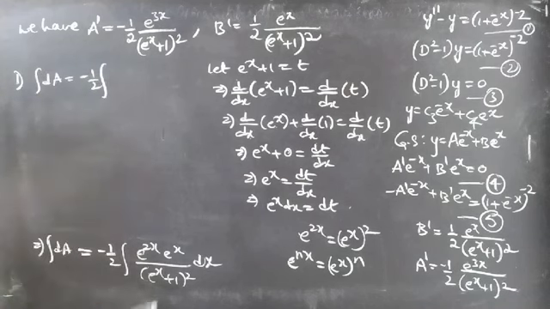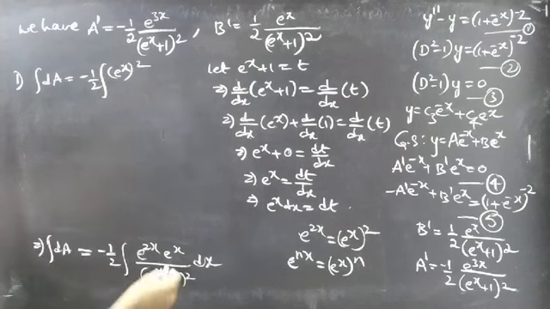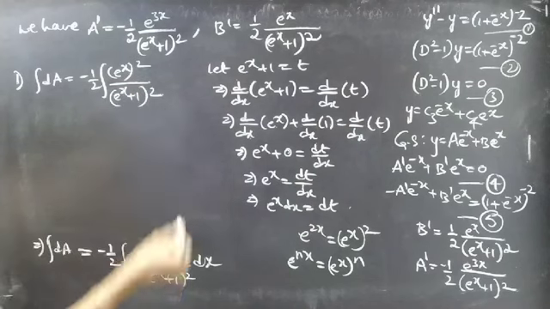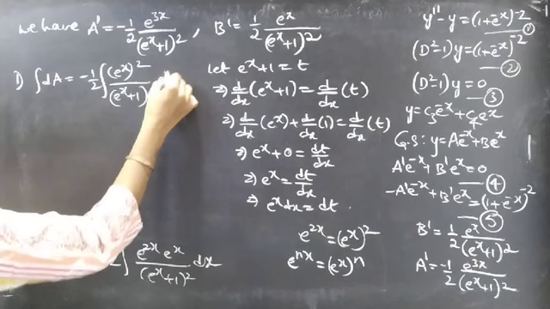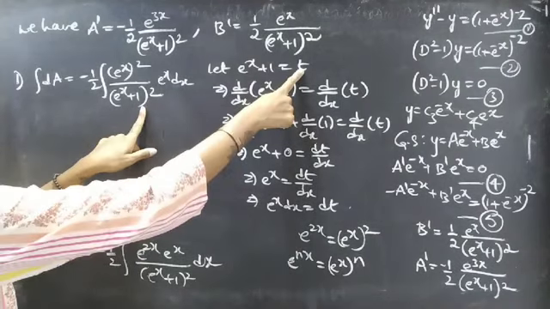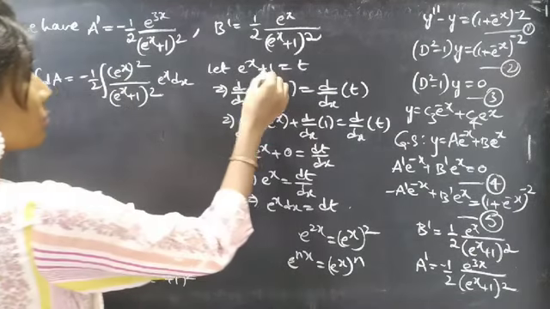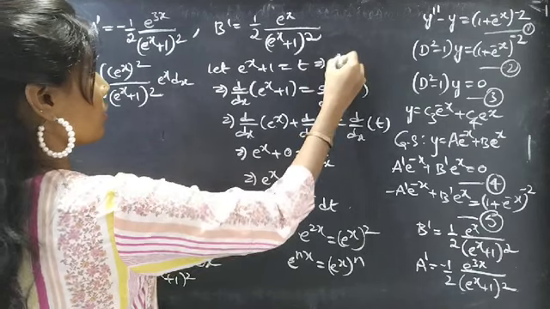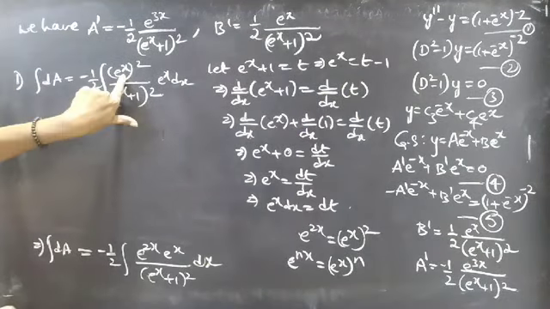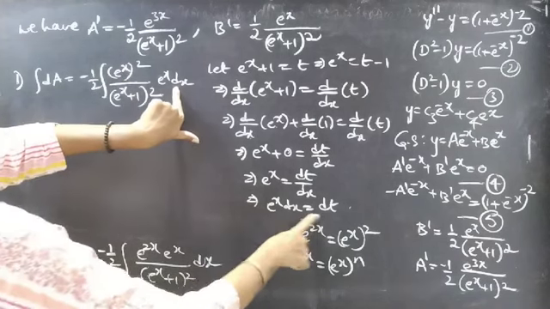Just write e power 2x as (e power x) whole square, by (e power x plus 1) whole square, into e power x dx. Now we can just replace e power x plus 1 with t. When e power x plus 1 equals t, we get e power x equals t minus 1, right? So let's replace e power x with t minus 1 and replace e power x dx with dt.